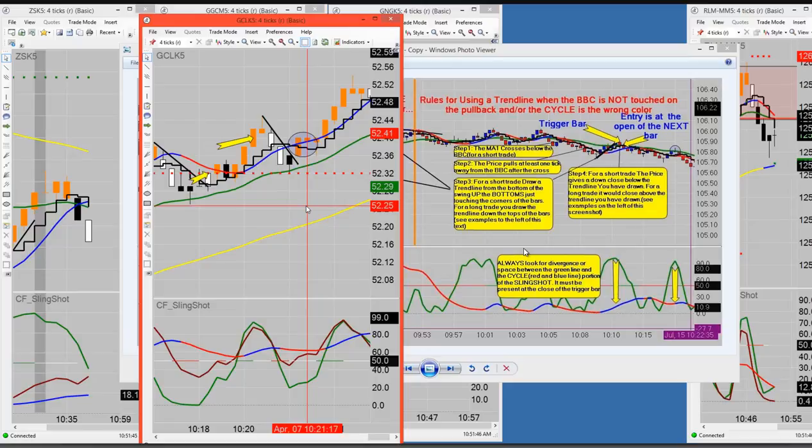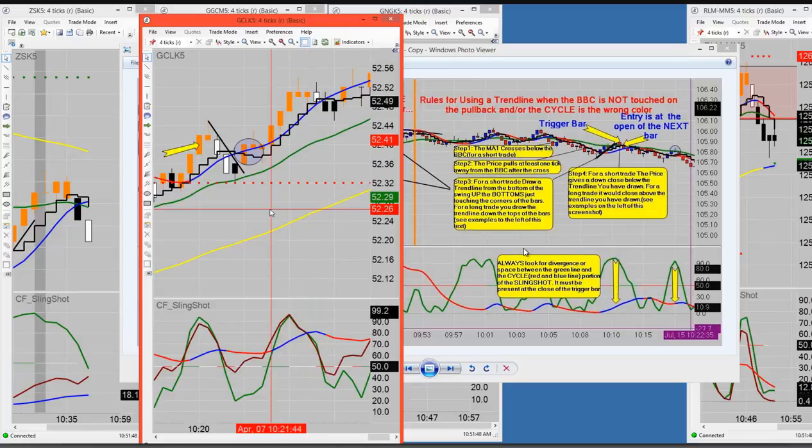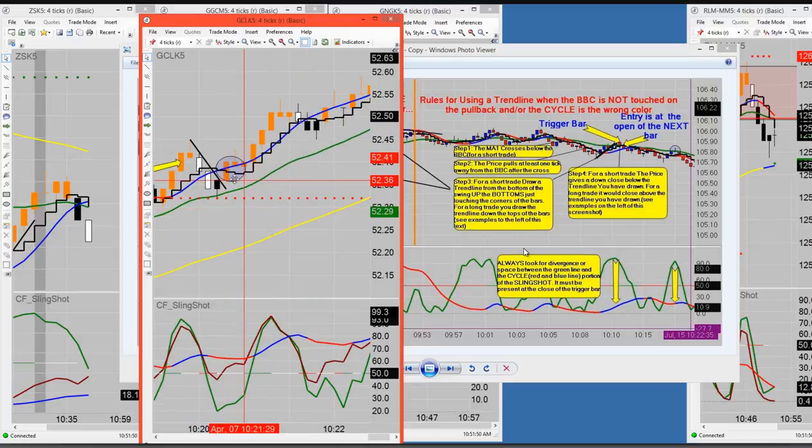Okay, so let's talk about risk management for a minute. When I'm in a trade, I move my stop to break even when price closes on the other side of the MA1, which is the red and blue line here on price again.